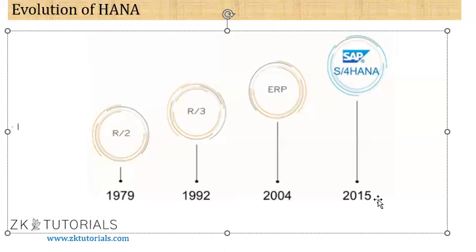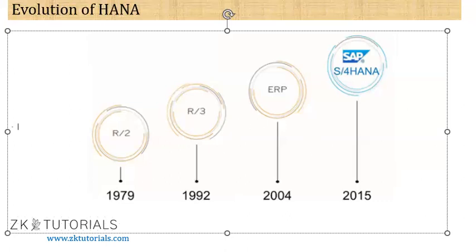What is HANA? We will learn HANA in depth. Transactional as well as analytical processing, OLTP and OLAP, were combined in this system to improve performance. SAP S/4HANA is built on an agile method, which ensures continuous improvement in the system.